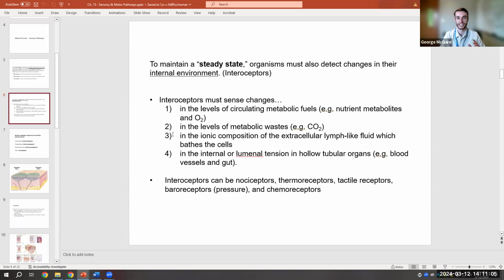Most of that is chemical tension, right? In a lot of our organs, a lot of our digestive enzymes and hormones are in response to changes in tension within things like our stomach, and that applies to a lot of our organs as well.